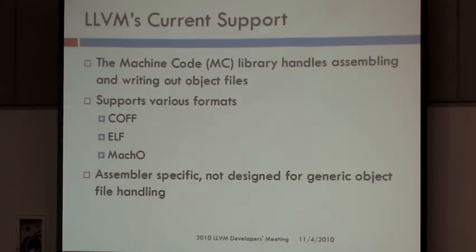So LLVM currently does support object file emission using the machine code library, which Daniel Dunbar covered earlier, but just for any of those that weren't in that talk. The machine code library handles both printing assembly code and assembling assembly code into object files. And it does this integrated into the compiler. And it currently supports COFF, ELF, and Mach-O. And the library is very assembler and assembly printing specific. It's not designed, and nor should it be designed, for generic object file handling.